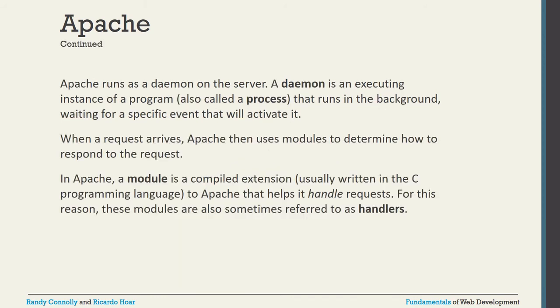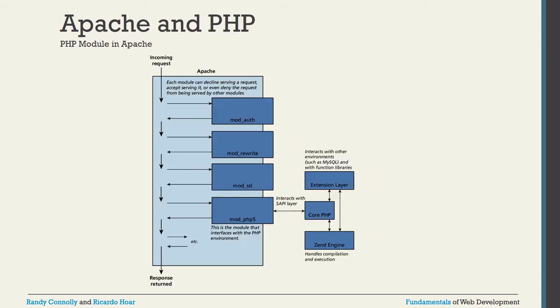One thing is very important: everybody asks what Apache is. Apache is just like a daemon server, which runs in your background and waits for a particular event to activate it. When a request arrives, Apache uses its modules to determine how to respond to that request, and those modules are written in the C programming language to handle all of the requests. Sometimes we call these handlers, handling all of the requests.